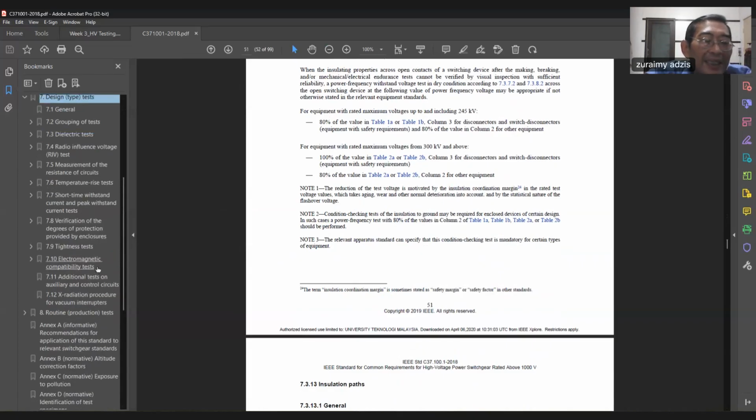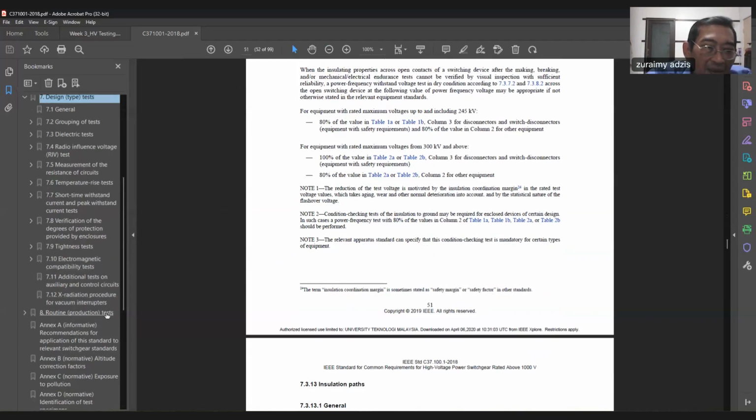Electromagnetic compatibility test, this is EMC testing to see whether the switchgear will interfere with other electrical apparatus around it, or will other electrical apparatus around it interfere with the operations of the switchgear. So additional tests on the auxiliary and control circuits, X-ray procedure for vacuum interrupters. So for vacuum switchgears, you have to do some X-ray radiation procedure. Number 8 is only the routine test.